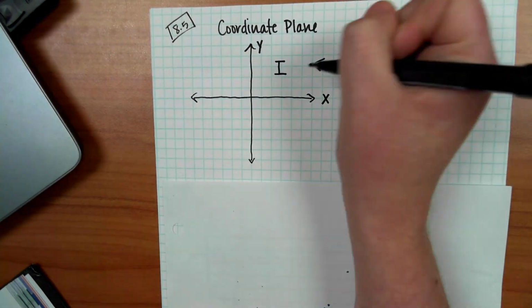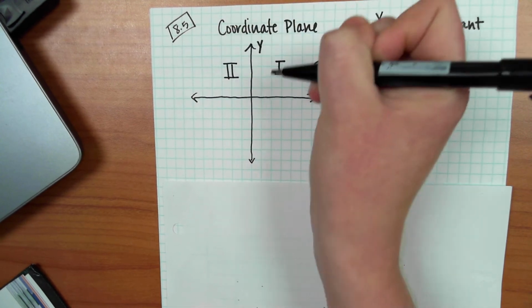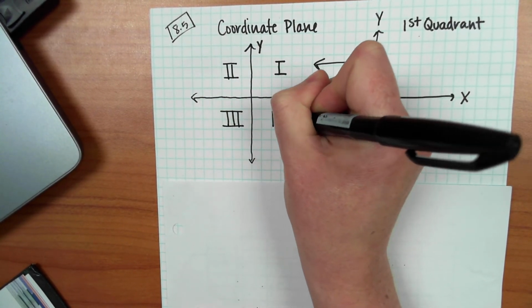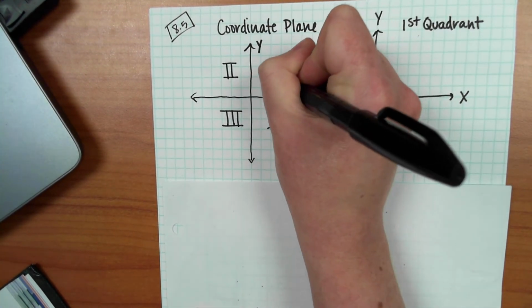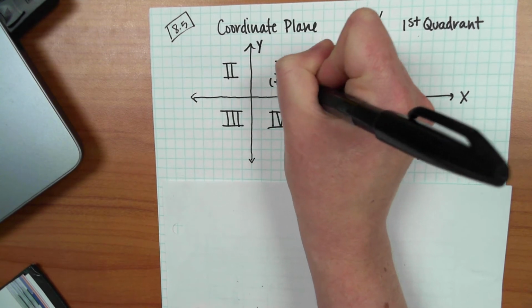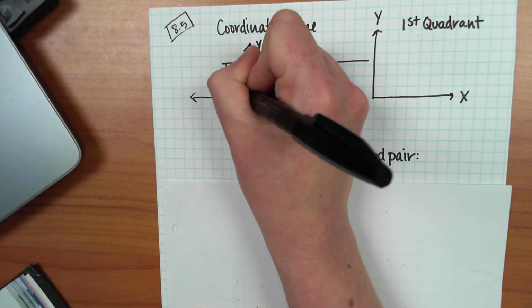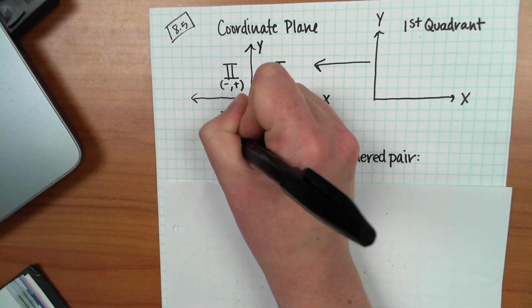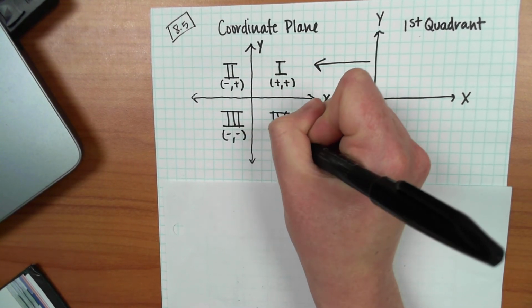And for some reason, we go counterclockwise. So quadrant 2, quadrant 3, and quadrant 4. So this is plus, plus for our quadrants. This would be negative, positive. This is negative numbers, negative numbers. And this would be positive, negative numbers.